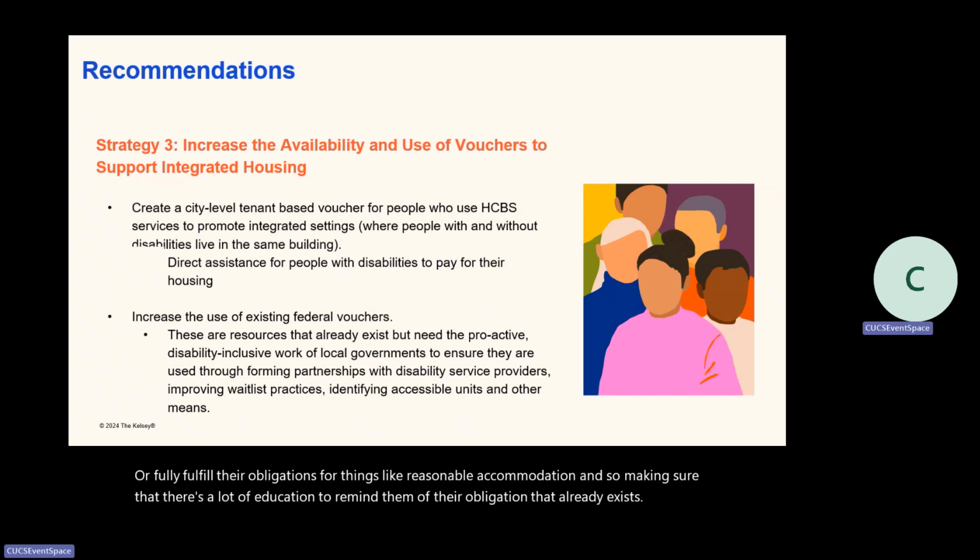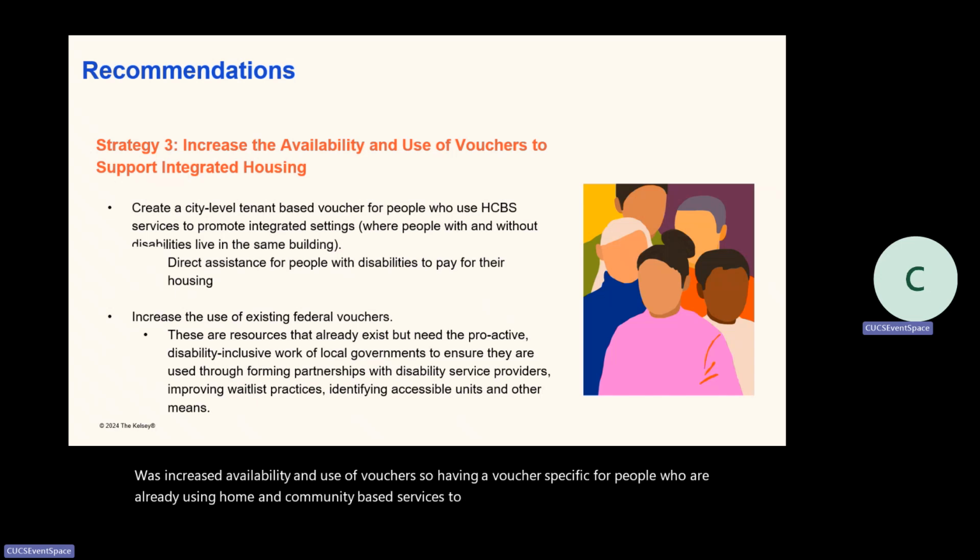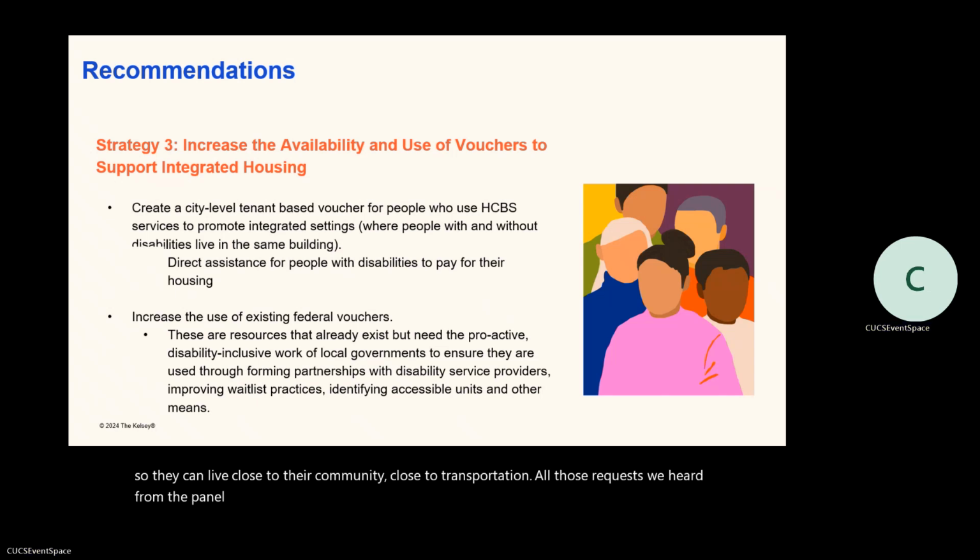Strategy 3, doing a time check here, was increase the availability and use of vouchers. So having a voucher specific for people who are already using home and community-based services to make sure that people can live in integrated settings, can choose where they would like to live instead of having to live in a place that is, you know, provided for them. They can take that voucher and use it wherever they want to live, so they can live close to their community, close to transportation, all those requests we heard from the panel this morning.